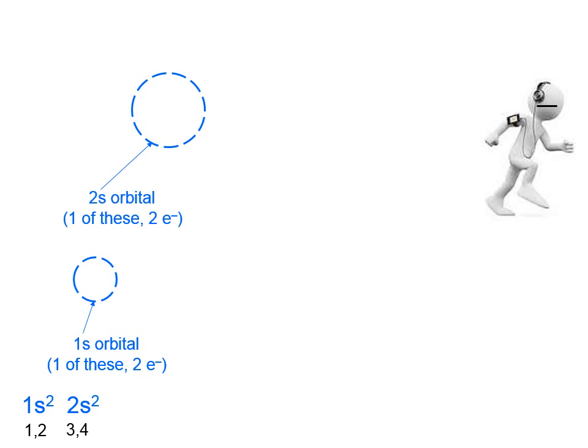Electron number 5 shows up. Tries to get in the 1s orbital, but it's full. Tries to get in the 2s orbital, but it's full. So the next easiest one is this orbital, which is a size 2. You can see it's a size 2, but it's a p orbital. This one is more difficult than a 2s because on a 2p we're running up and down gentle hills.